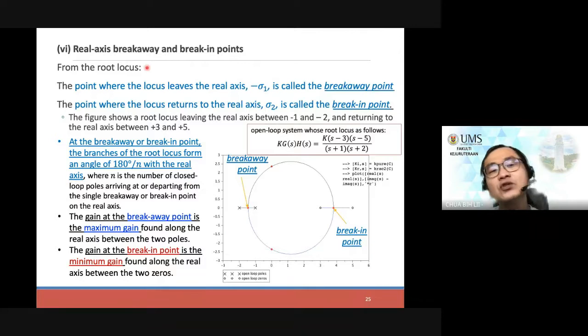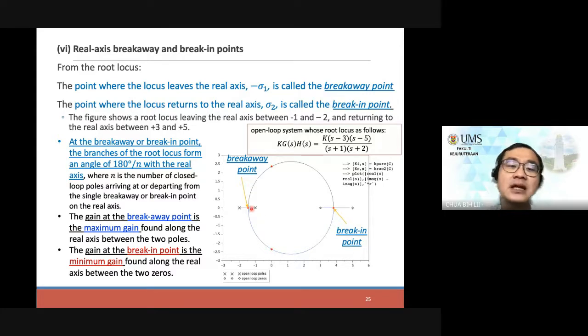The first thing we would look into would be the real axis breakaway and break-in point. Breakaway means it touches together and then separates. So it breaks away from the real axis, and in these cases, you will go back to the real axis again. We call this a break-in point, and then go to the zero. Coincidentally here there is a zero, but it's far away. So let me check if we can zoom in. We can't, so never mind. Maybe later you can check the slides again.